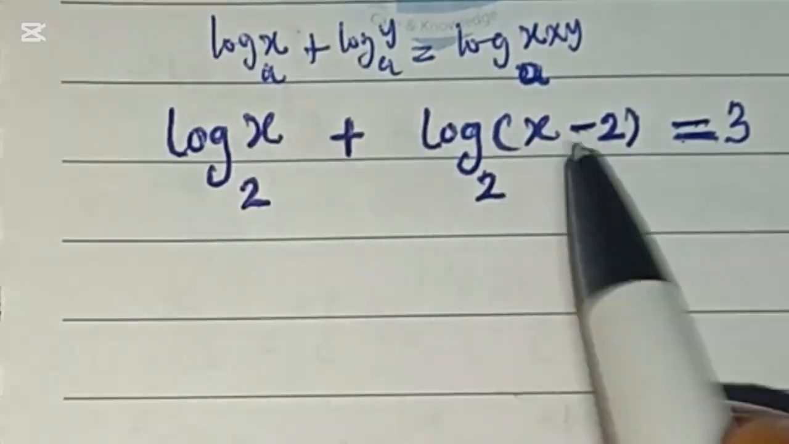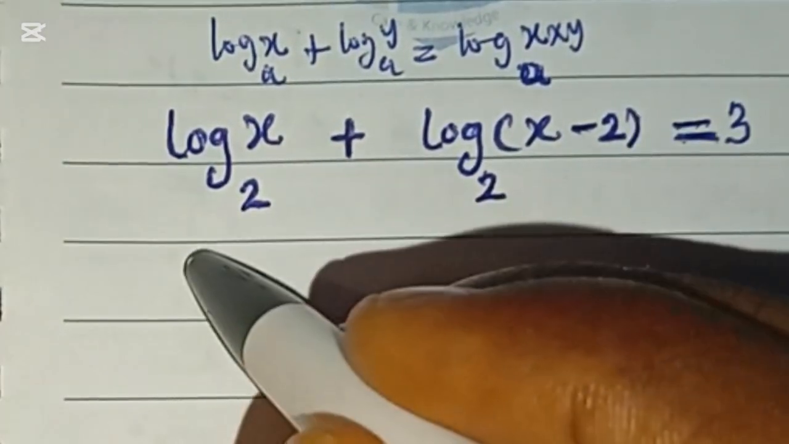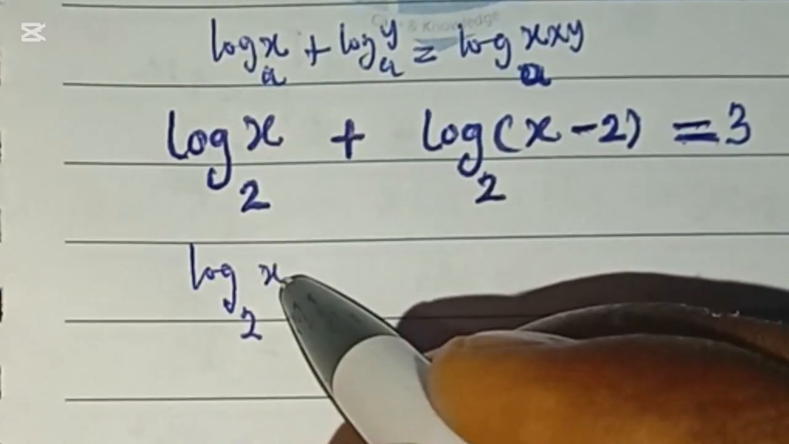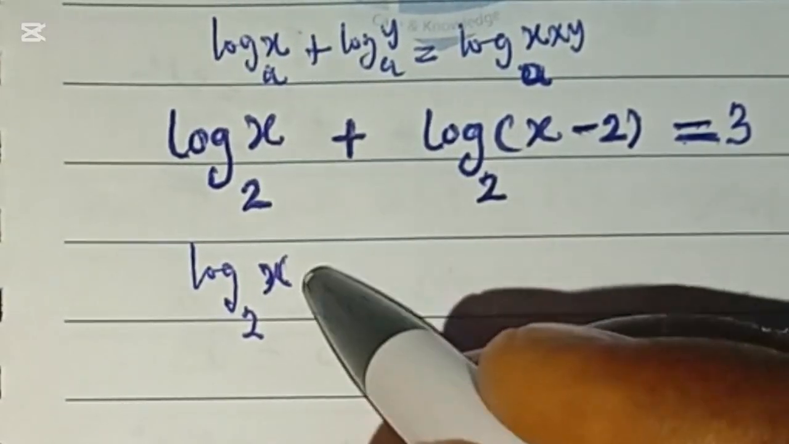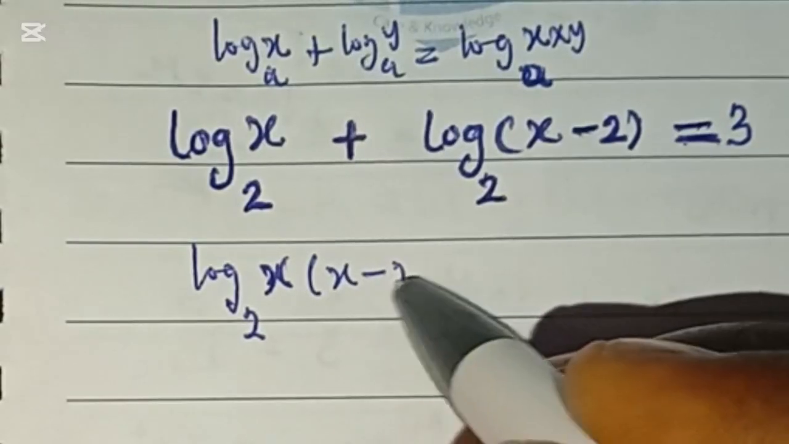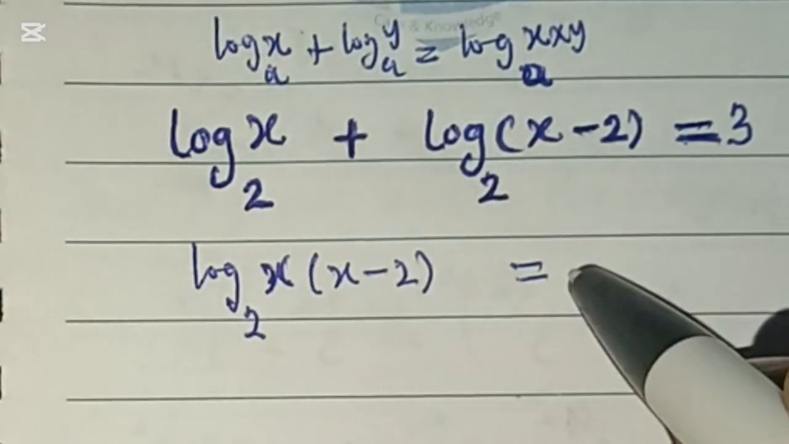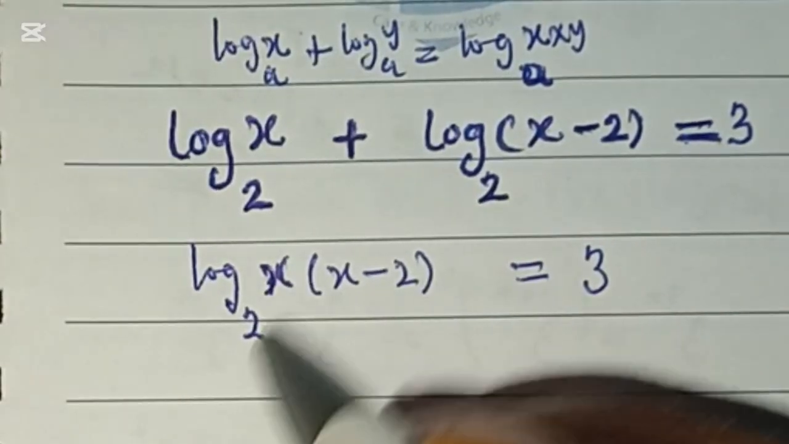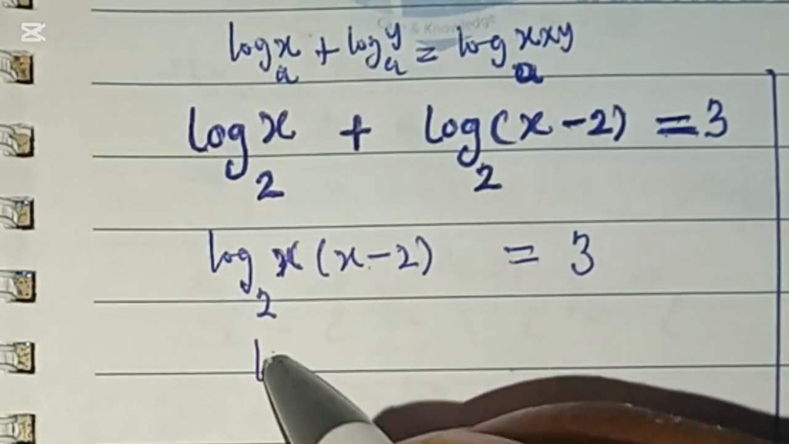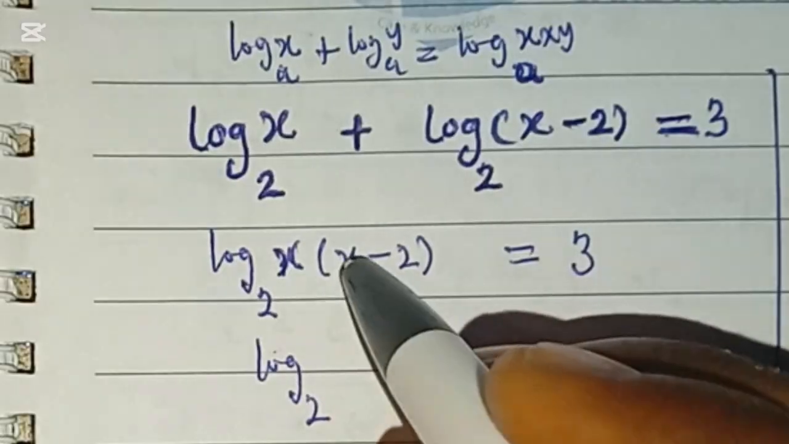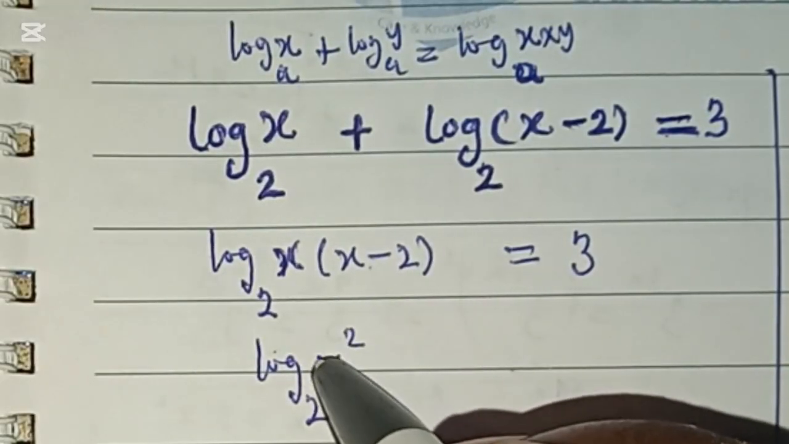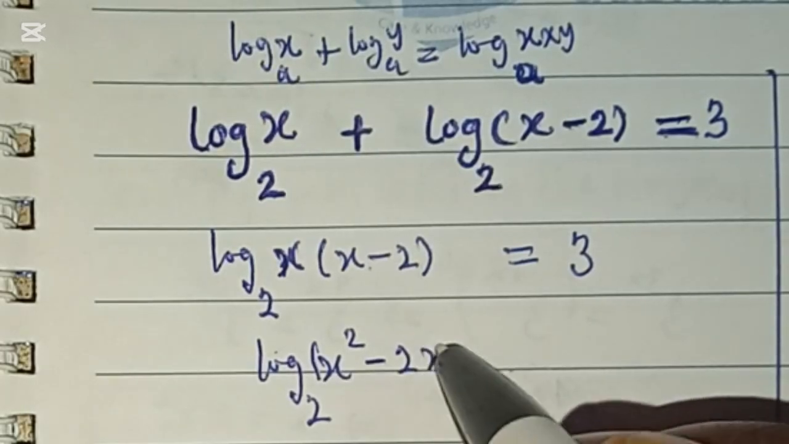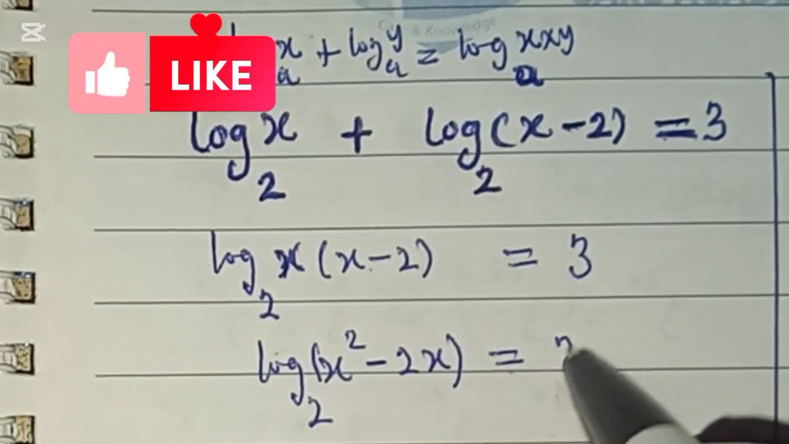So we're going to multiply x times x minus 2. We take the logarithm that is common to both of them, which is log to base 2, and then we take x and multiply x by x minus 2. And do not forget that on the right hand side we have 3. When we multiply x by x minus 2, we have log to base 2 of x times x, which gives us x squared, then x times minus 2 gives us minus 2x, is equal to 3.